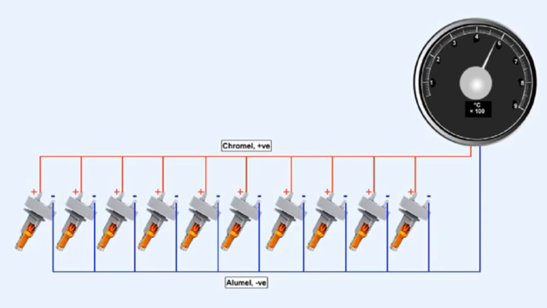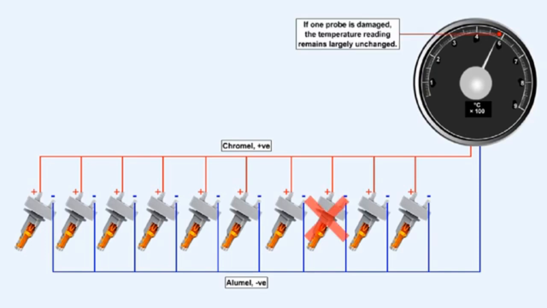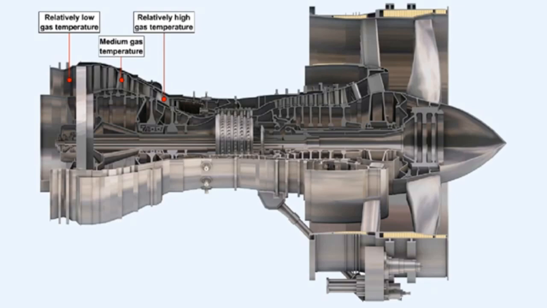The probes are connected electrically in parallel. Their output is thus the average of all of the probes. Connecting the probes in parallel has the added advantage that if one probe is damaged, their electrical output, and therefore the temperature reading on the gauge, is virtually unaffected. The position of the probes in the engine depends upon two things: the anticipated maximum temperature of the gas and the ability of the probe material to withstand that temperature.